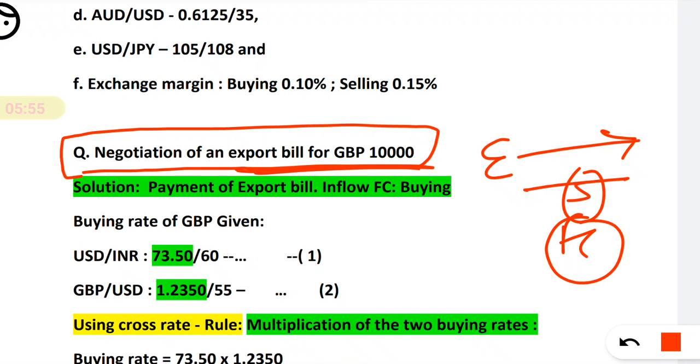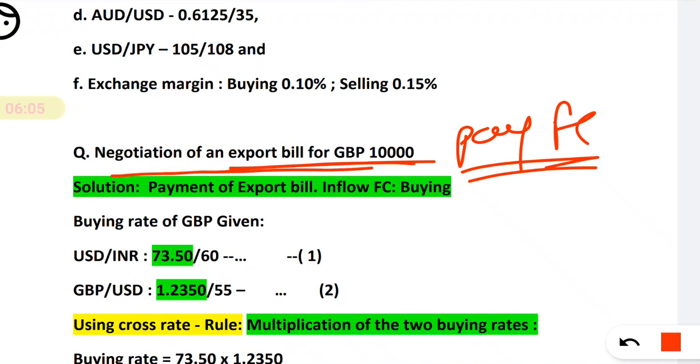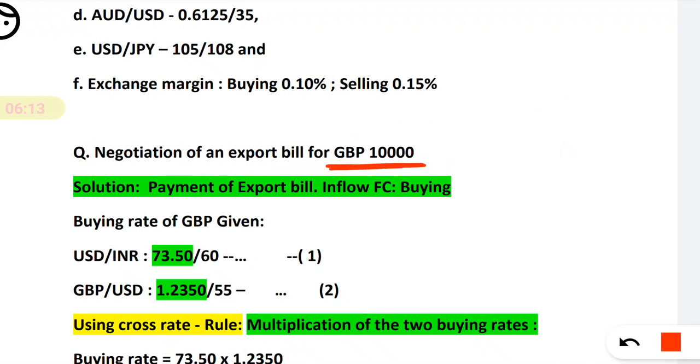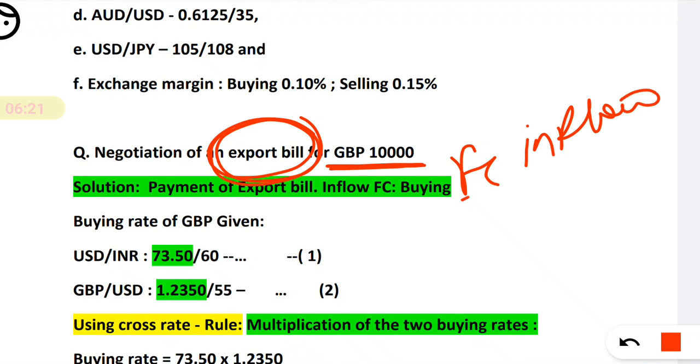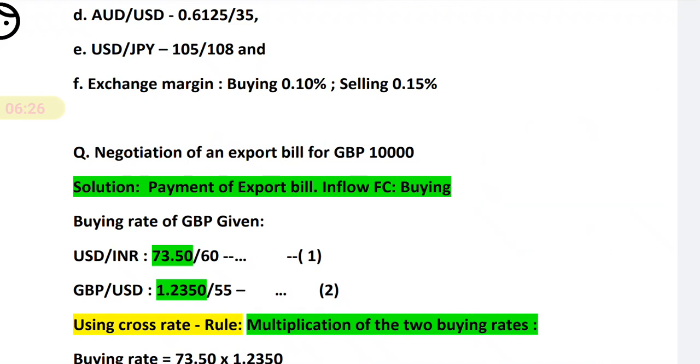So that is nothing but the payment of a foreign currency. When we pay the foreign currency bill, negotiation of export bill means simply you have to pay that amount of money. So you will receive GBP 10,000 on account of export. When there is an inflow of a foreign currency, there is a purchase transaction, a buying case. First you have to identify whether it is a sale or buying. We come to know it's a buying case.